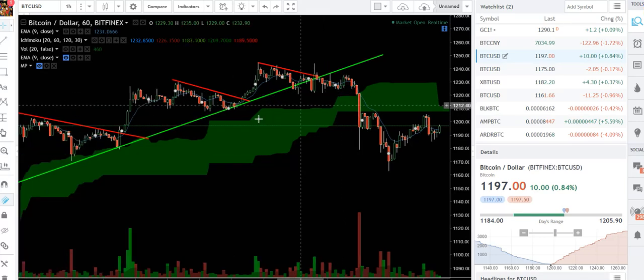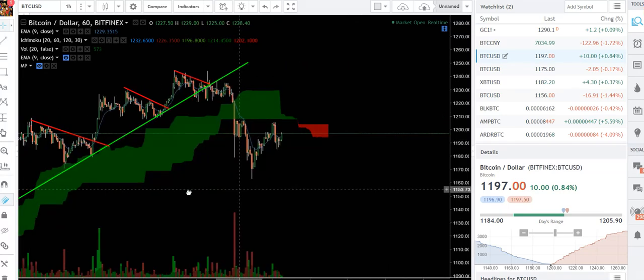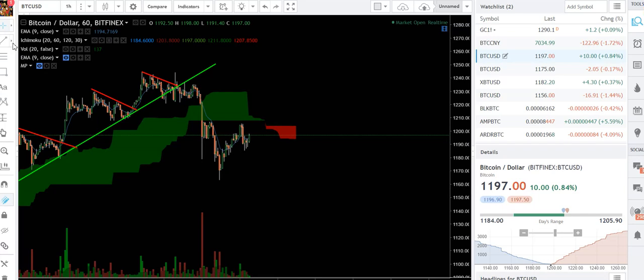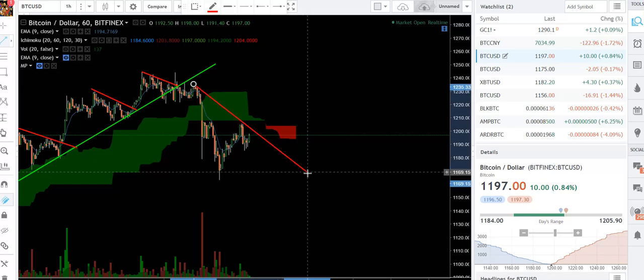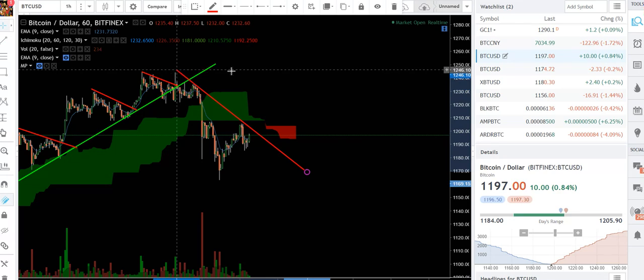Okay, so right here, this entire trend fell apart first by breaking the trend line, and second by dumping right through the cloud. So the hourly cloud is no longer a support point of reference. And if you notice now, we're trading under the cloud. We're trading under the cloud. And we are making lower highs now.